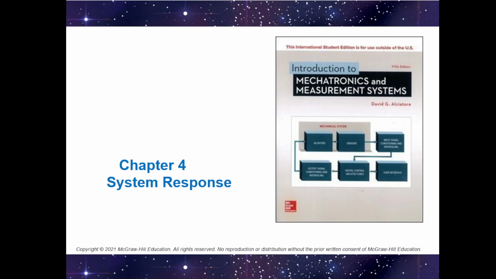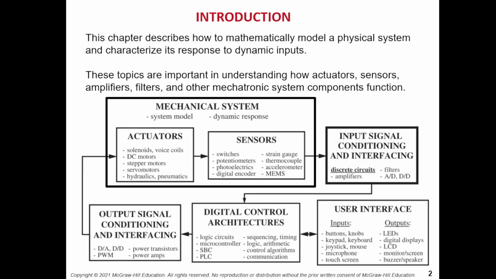Okay, so let's talk about chapter 4. Okay, previously we focused on the filter, right? That's between the sensor and control architecture. We call it the conditioning and interfacing filter. And also it occurred between the actuator and the control architecture, okay, for the output amplifier, okay.